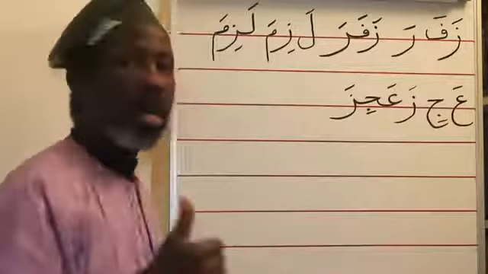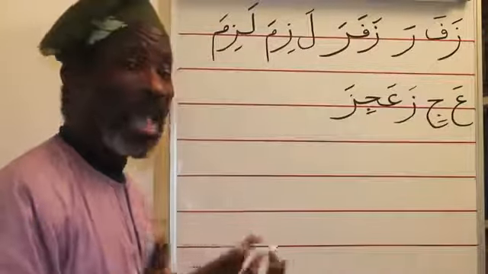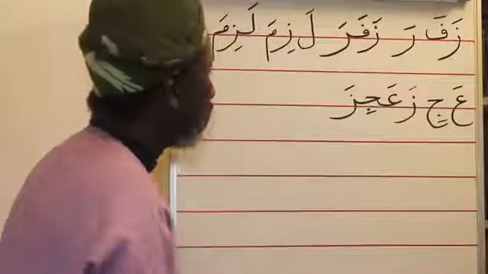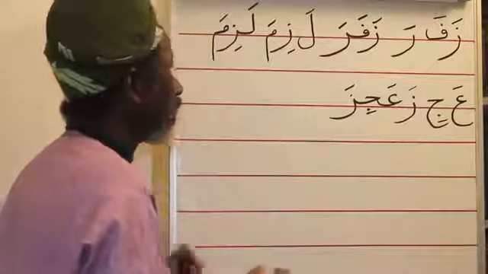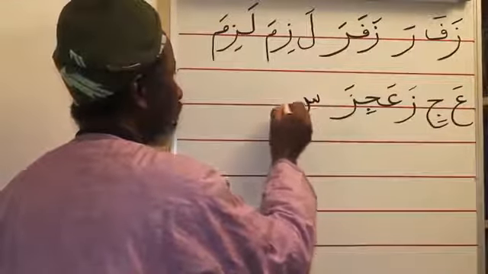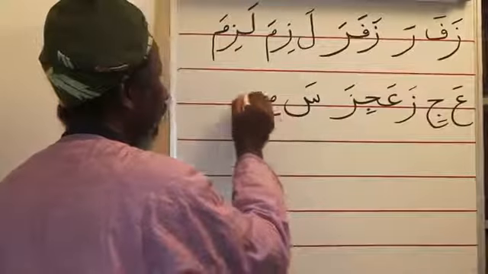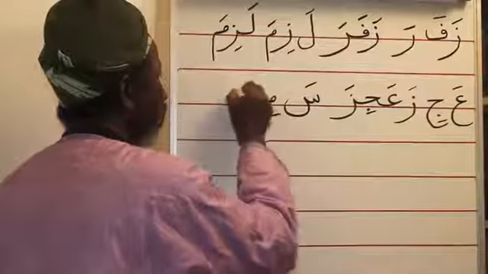So we've done Ra, Zain, Ra. The next letter is Sin. Sin, the beginning, Samia. Sa, mi, a. Samia.